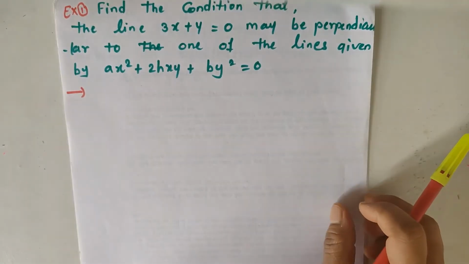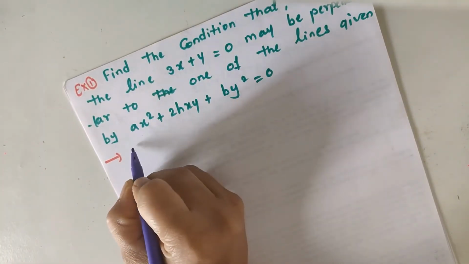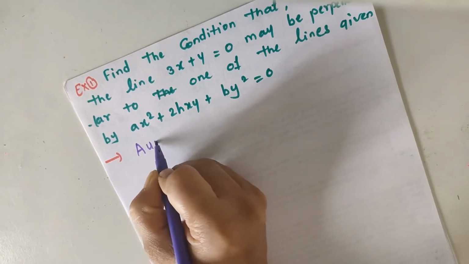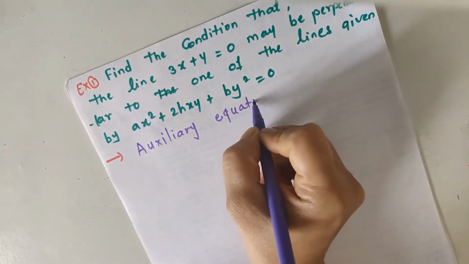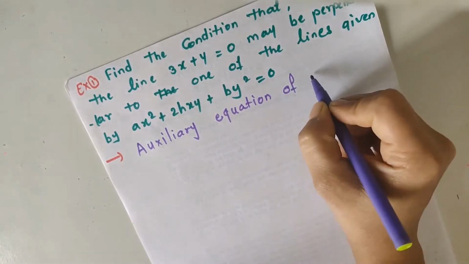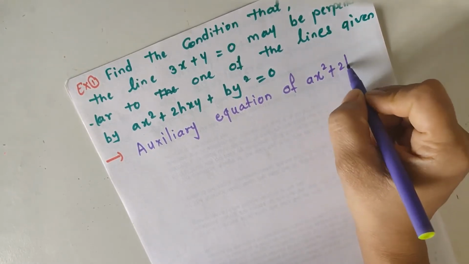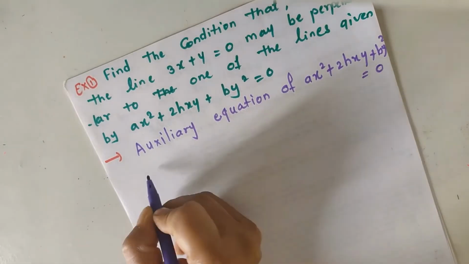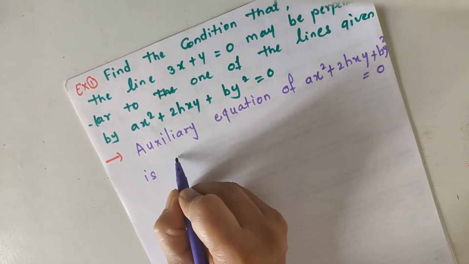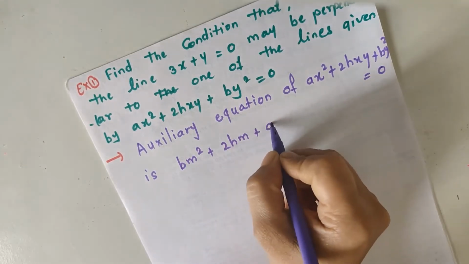Here we use the auxiliary equation of a homogeneous equation of degree 2. So first, consider the auxiliary equation of ax square plus 2hxy plus by square equal to 0, which is bm square plus 2hm plus a equal to 0.